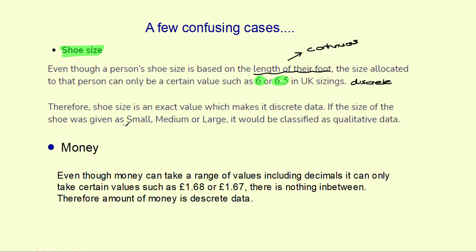If the size of the shoe was given as small, medium, or large, then it would be qualitative data, okay, for slippers, for example. And then money's just the other one there. Even though money can take a range of values, including decimals, it can only take certain values, such as £1.68 or £1.67. There is nothing in between. Therefore, amount of money is discrete data as well.